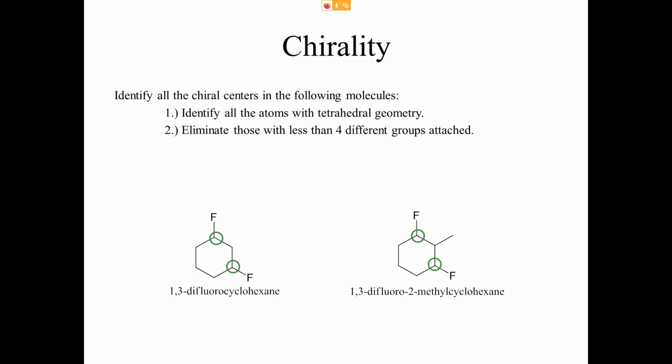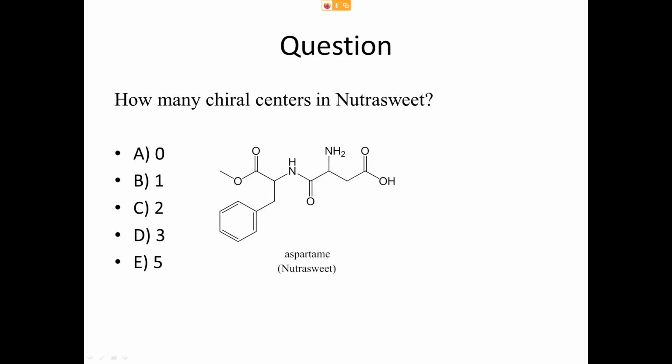Right, so one more, a realistic real-world example. Here's a molecule. It's an artificial sweetener called NutraSweet. The actual name for it is aspartame. It's made from 3 amino acids stuck together, which we'll talk about later when we get to amino groups. But you can ignore the nitrogens for now because they're not chiral centers. Let's look at the carbons. How many chiral centers does NutraSweet have?